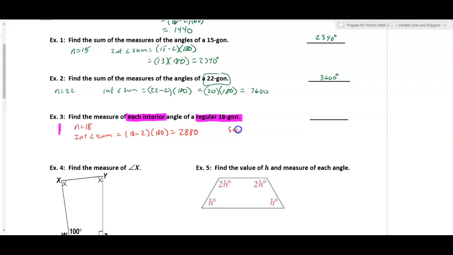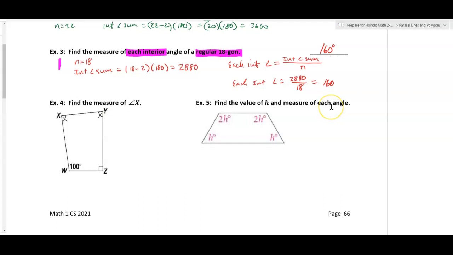Well, think about it here. Each interior angle now, if they're all congruent, each interior angle would be the interior angle sum divided by n, which is the number of sides. So each interior angle would be 2,880 degrees divided by, how many sides are there? 18. And 2880 divided by 18 would tell me each interior angle would be 160 degrees. Okay?